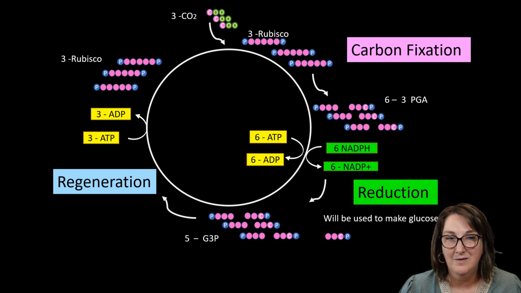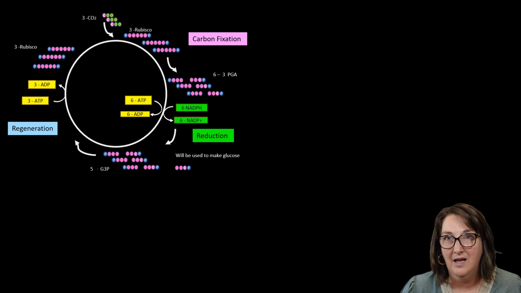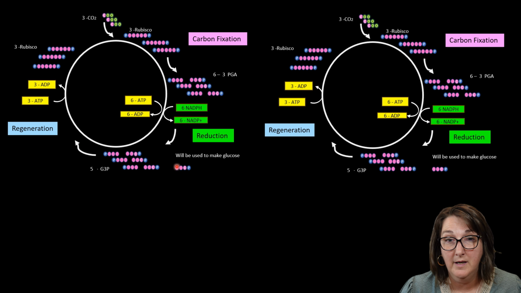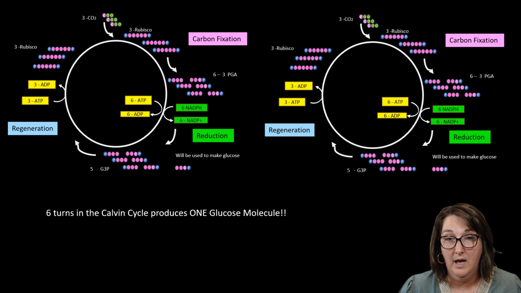So for me to do this, I need 6 turns of this machine to be able to make one glucose molecule. So here I'm going to use this one. These 3 turns of this will make just 1/2 of a glucose molecule. 3 turns again will make another 1/2 of a glucose molecule. And then those 6 turns will make 1. So those will end up coming together, and I will make 1 glucose molecule.